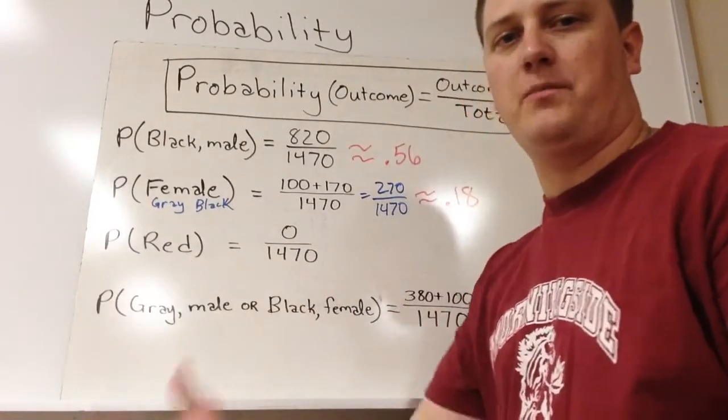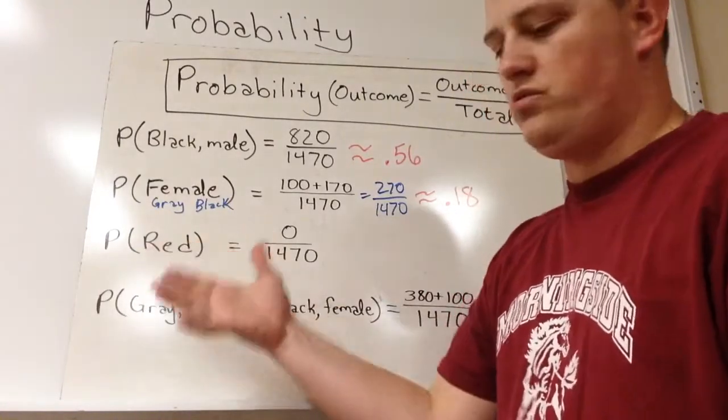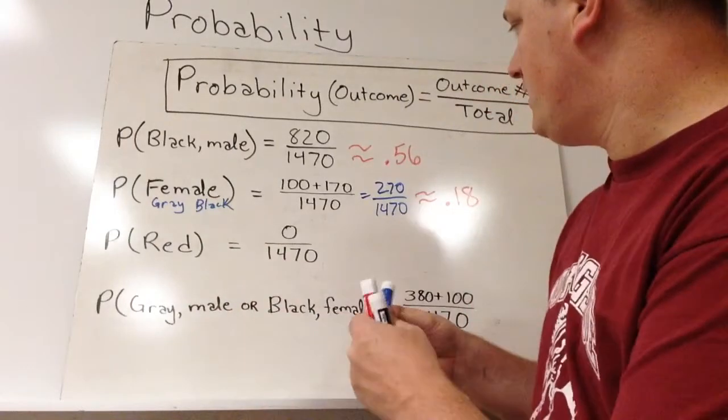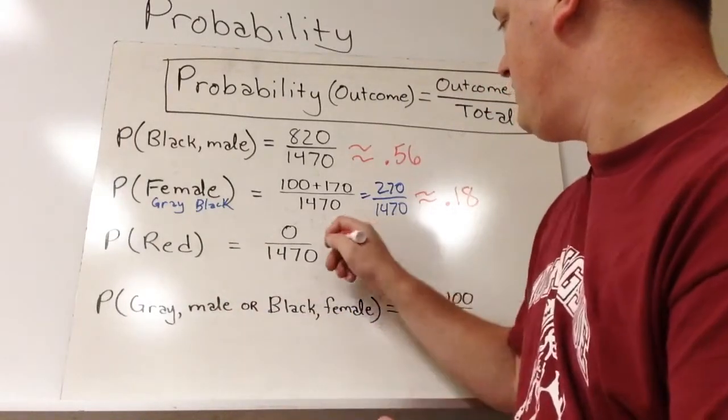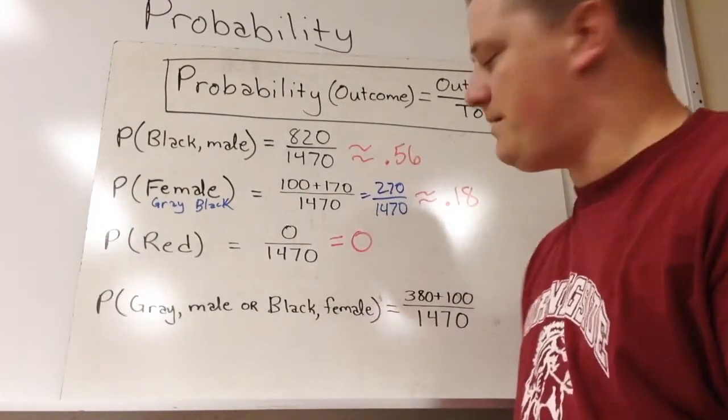Then I can ask, what's the probability that we would find a red squirrel? Well, we didn't look at any red squirrels. We didn't find any, so that's 0. So this one ends up being the decimal 0. And that can happen sometimes.